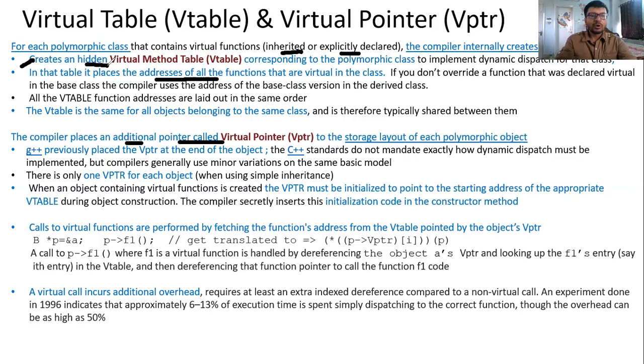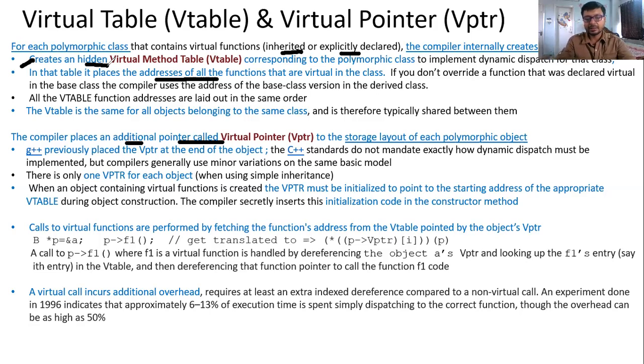Okay, so the compiler places the additional pointer which is called a virtual pointer, and this virtual pointer is a special kind of pointer which will be storing the address of the virtual table of that class. So if a class has got two objects defined, each object will have a virtual pointer, and both virtual pointers of the objects will be pointing to the single vtable.